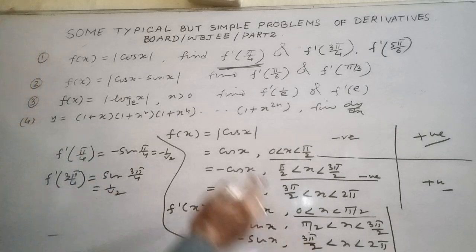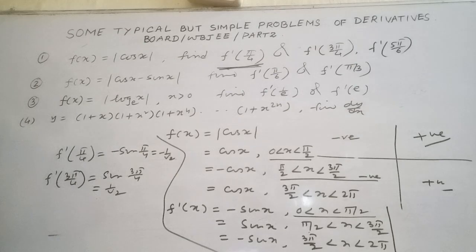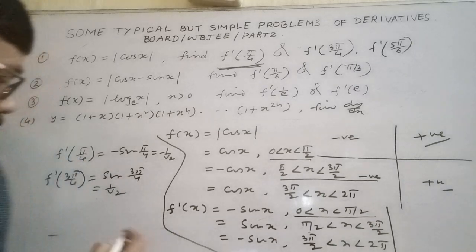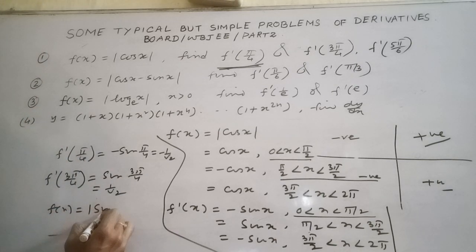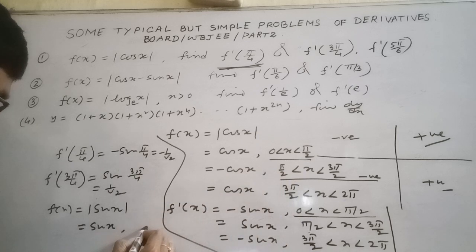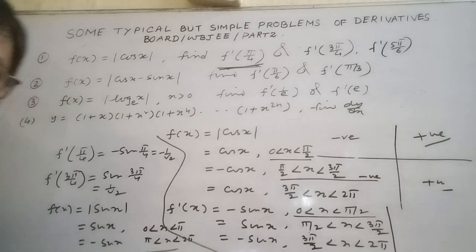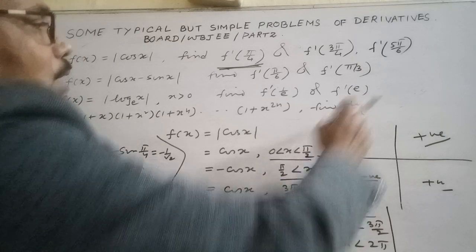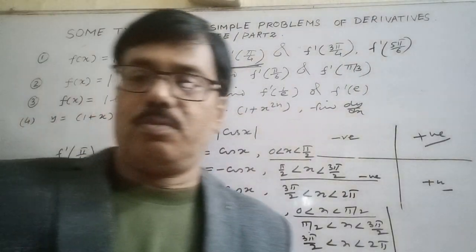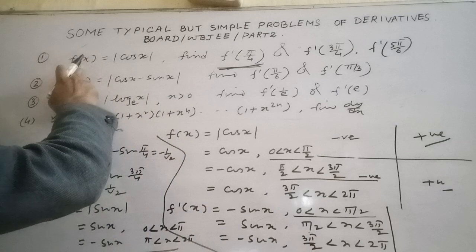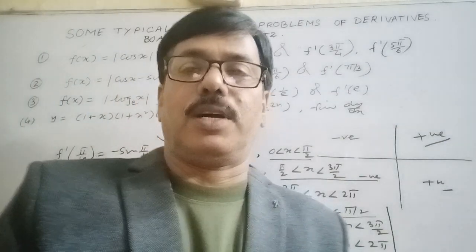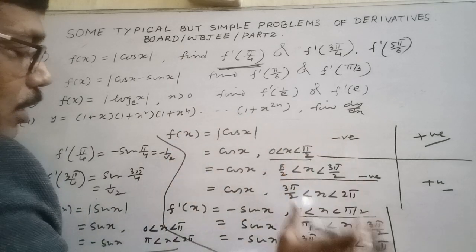So for any trigonometric function, if it is given in mod form, for example, look, if it is f(x) equals mod sin x, then we expand it through this restriction. In the first and second quadrant it is positive, and it is negative in the third and fourth. So with this restriction, you perform the derivative and put the specified point. So f(x) equals mod cos x. For any trigonometric function, you have to expand it with respect to the condition.